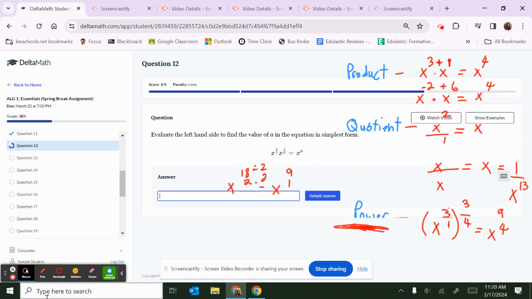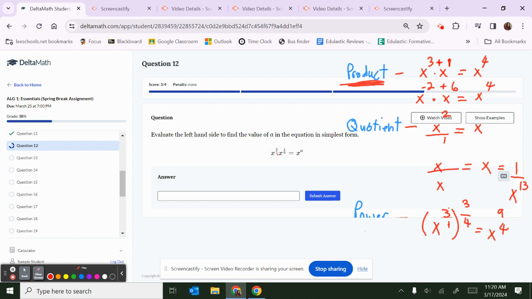Okay? So let's try another one, guys. So this one is a little different, guys. Which one of the three rules do you think I'm going to use for this question? I'm going to use product rule, all right? Because again, I'm multiplying things that have the same base, okay? So again, I don't see an addition or subtraction sign, so I'm assuming I'm multiplying right here, okay?